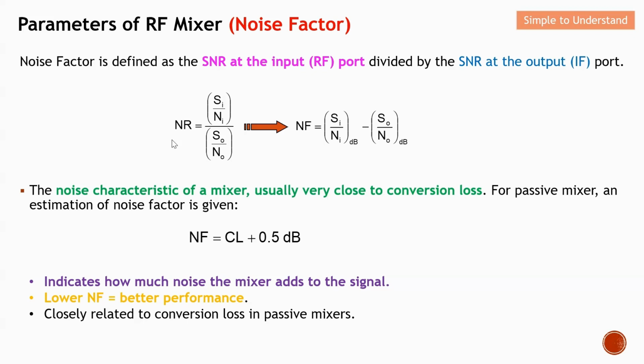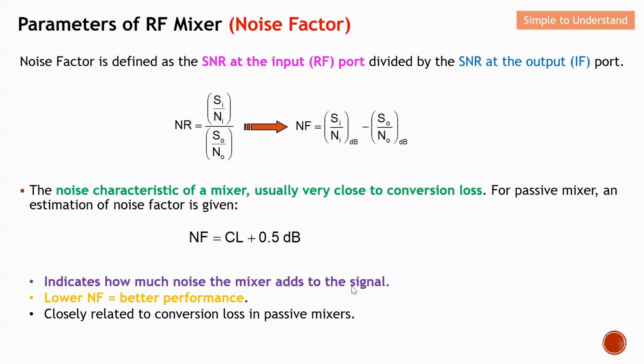So what is actually this noise ratio and what is the role on the mixer? Usually it is in fact very close to conversion loss. For example, for a passive mixer, the noise factor can be quantified by this equation: the conversion loss plus 0.5 dB. This is a very simple estimation of noise factor. In short, noise factor indicates how much noise the mixer adds to the signal.